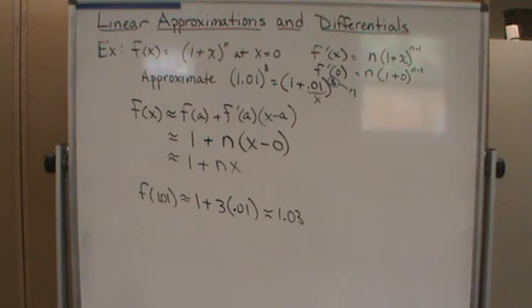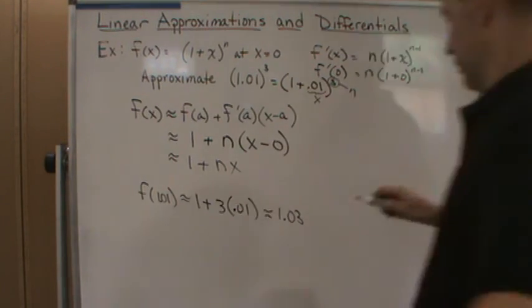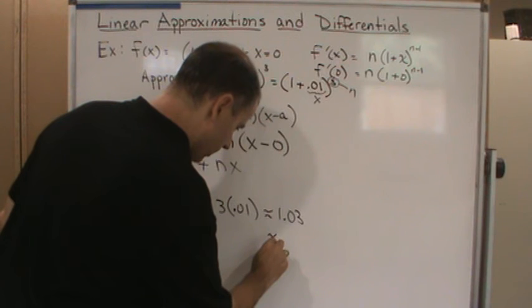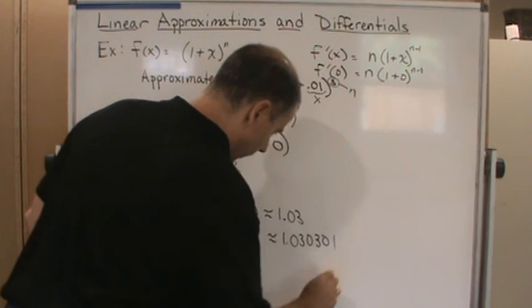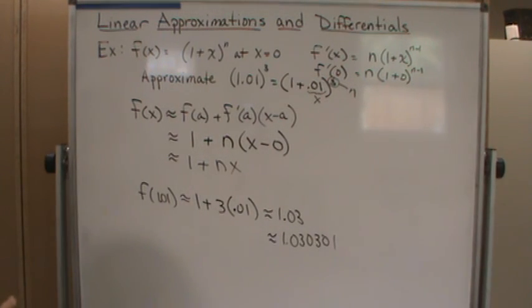Okay. Now, what do we get? Let's put that in our calculator and see what we get. Okay, so we get 1.030301. So not bad. It is accurate to 2 decimal places.